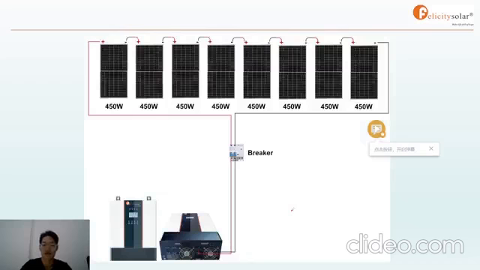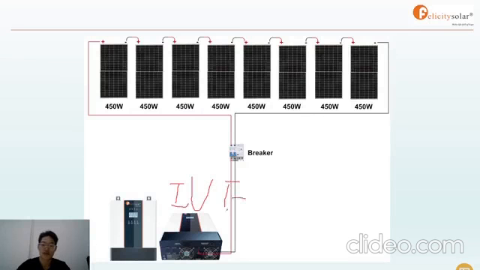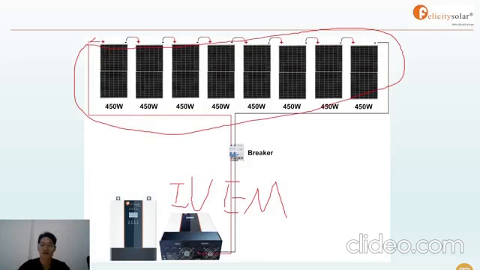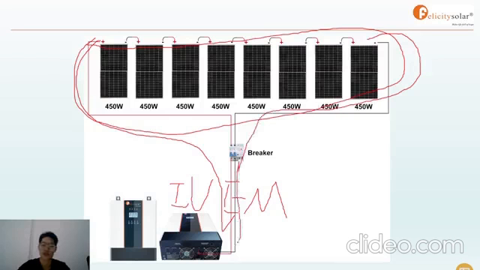For example, in this system, our IVEM, this is the high frequency IVEM series. All the panels are connected in series. So only one positive and only one negative are needed. You just need them connected, just the one positive and one negative. So the PV combiner box is not necessary.